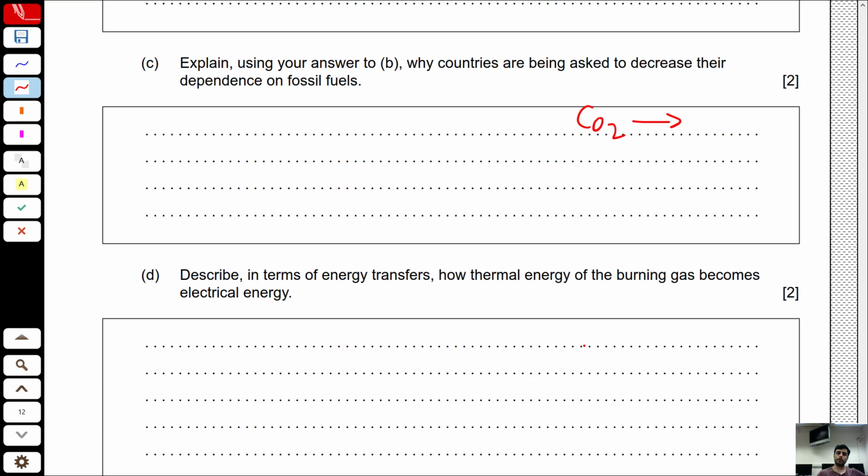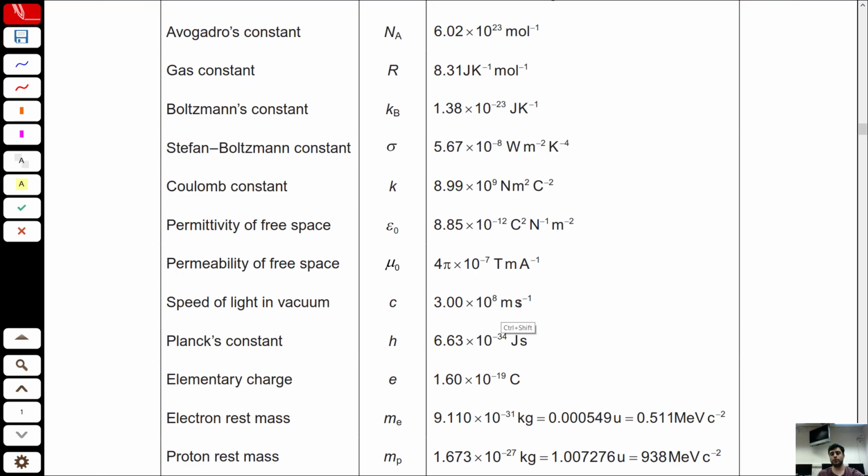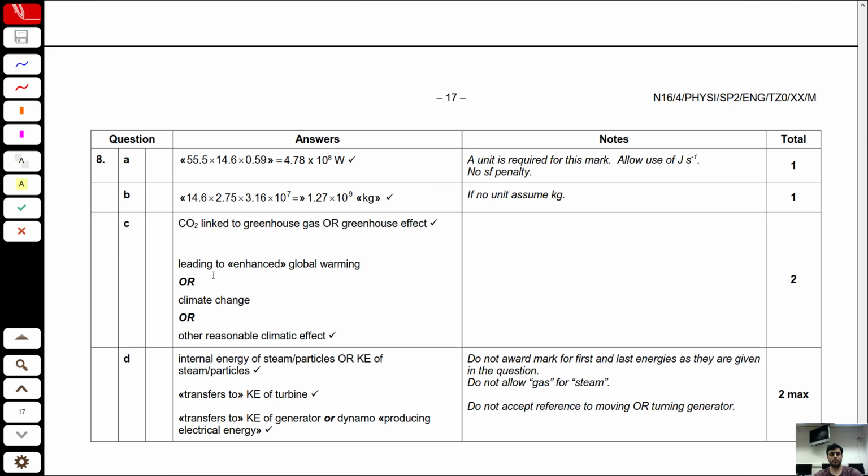We can also look at the mark scheme. What does it say? Climate change leading to enhanced global warming. So carbon dioxide is an enhanced gas that causes the greenhouse effect and leads to global warming and climate change.